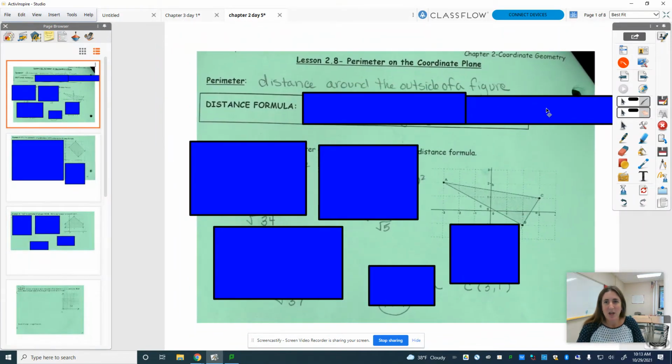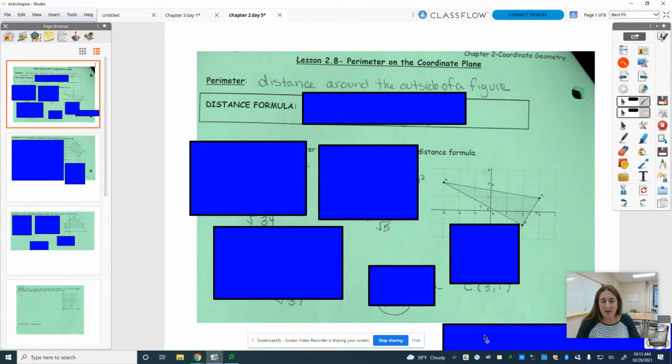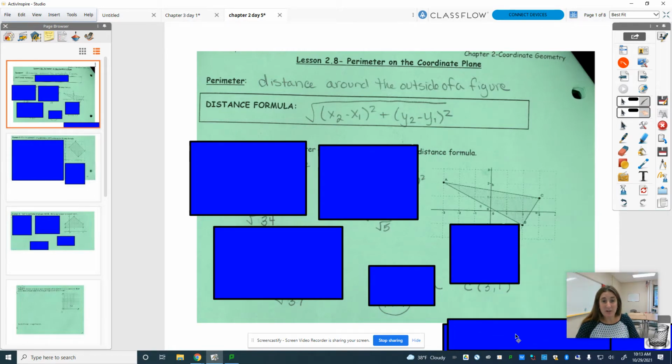To find the perimeter, you are going to do the distance around the outside of a figure. So if you were to travel a path around the outside of a figure, for example, like this triangle, all around the outside of it. Perimeter: distance around the outside of a figure. Now, if we are on a graph grid, we can use the distance formula. And you just took a quiz on that, so you have that memorized. It's the square root of x2 minus x1 squared plus the difference in y's, so y2 minus y1 squared.